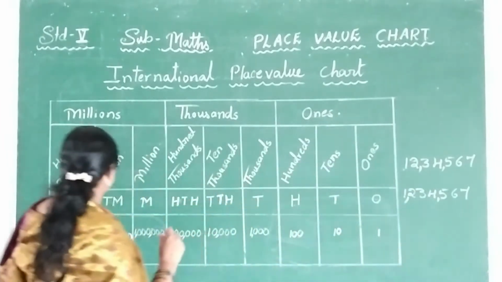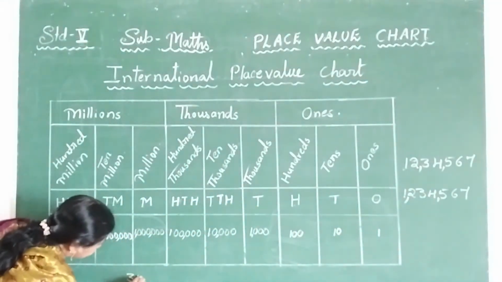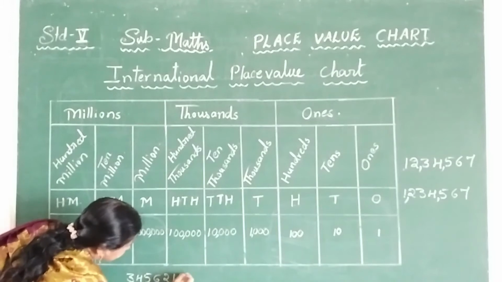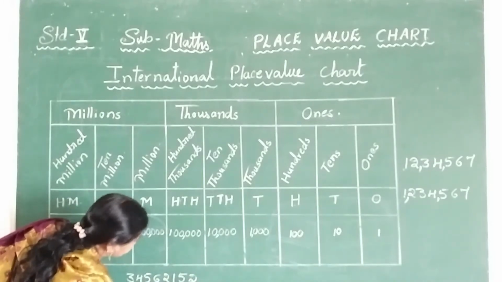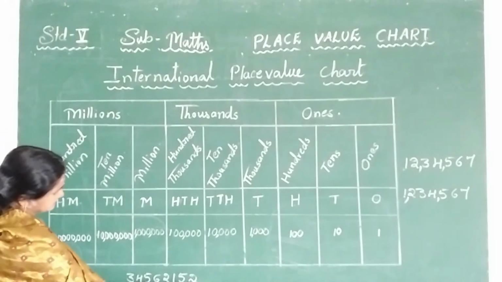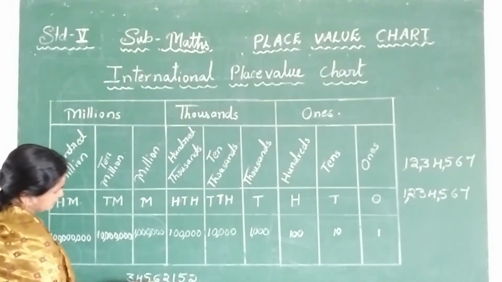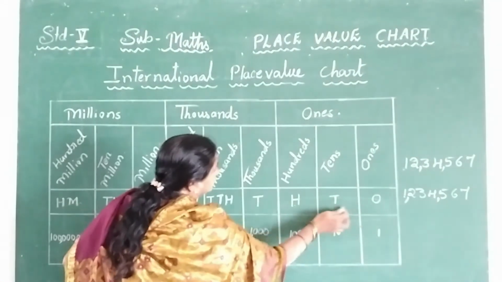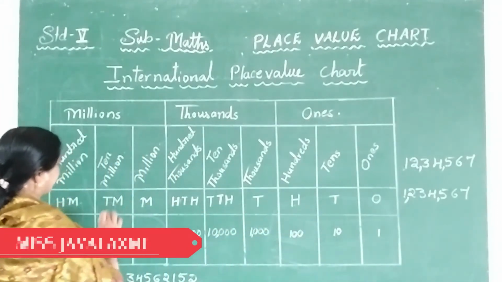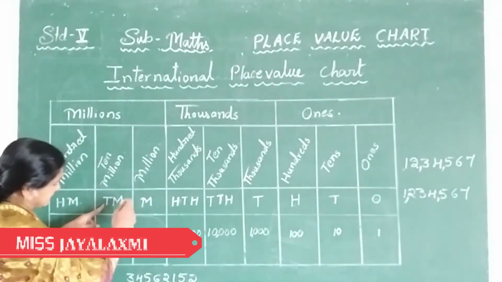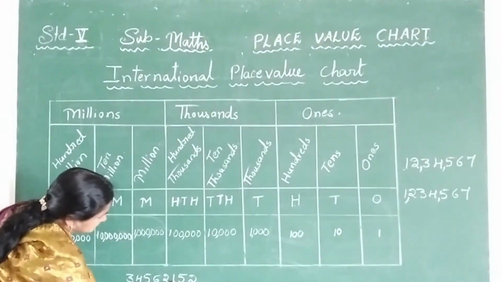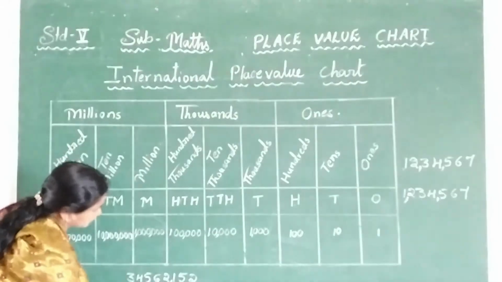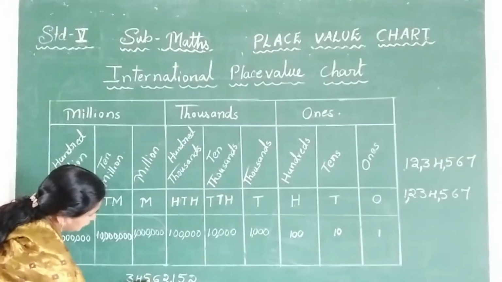Another number I will write now: 3, 4, 5, 6, 2, 1, 5. See, how many digits are there? 1, 2, 3, 4, 5, 6, 7, 8. 8 digits means 10 million. See, after 3 digits, this is ones group, no? 2, 5, 1. This is ones group. Put 1 comma. 2, 6, 5. Put 1 comma.